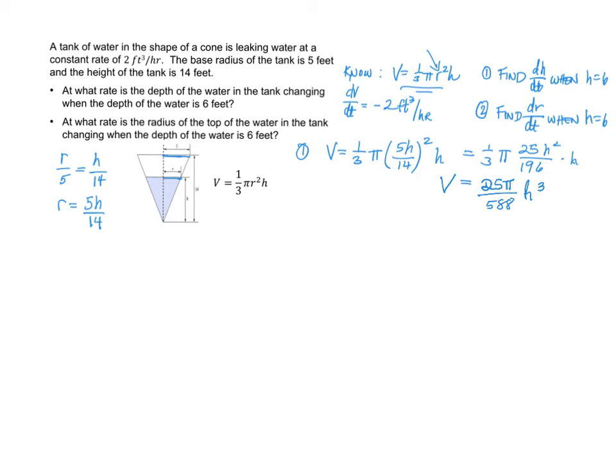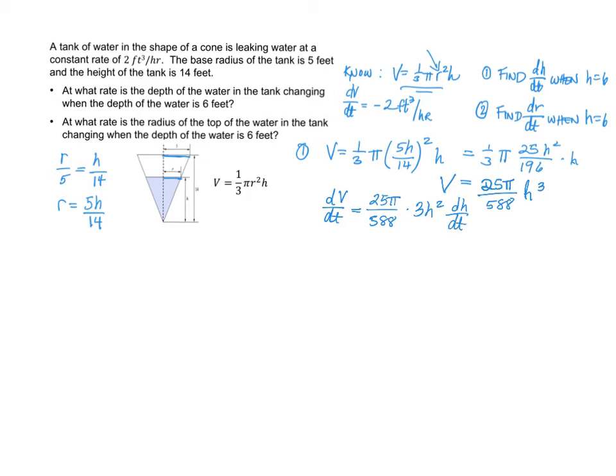So taking the derivative of v, I get 1 dv over dt equals, now 25 pi over 588 is just a constant, so I can pull that out front. And then the derivative of h cubed is just 3h squared, and then remember we need dh over dt.